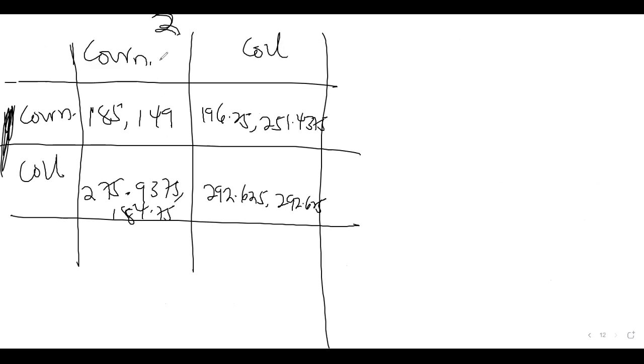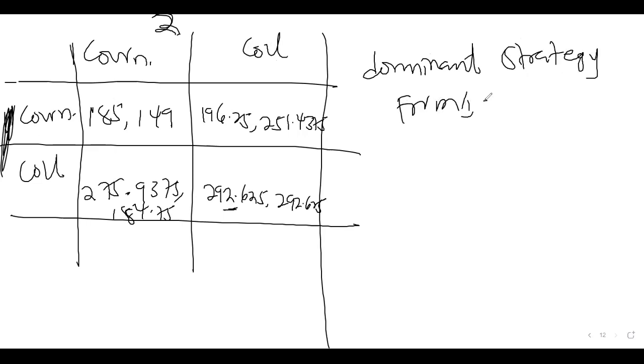Now let's do the analysis. If we hold firm 2 at Cournot, firm 1 is better off playing Collusion because 275.9375 is better than 185. If we hold firm 2 at Collusion, firm 1 is still better off playing Collusion because 292.625 is better than 196.25. So the dominant strategy for firm 1 is to play Collusion.